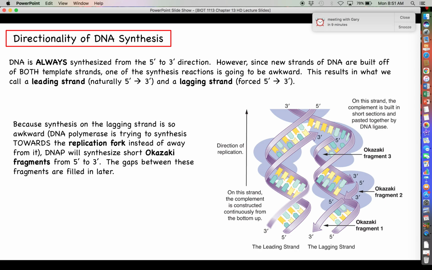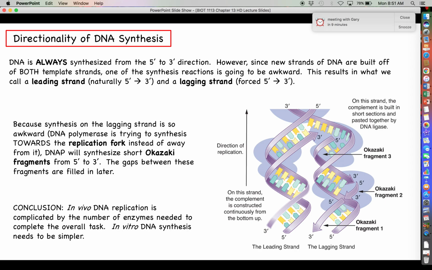This is going to cause what's called discontinuous DNA synthesis of what are called Okazaki fragments. Because DNA polymerase is going to run into the replication fork, we can only synthesize these little fragments of complementary DNA one at a time. So as the lagging strand is being worked on, we're only going to synthesize bits of complementary DNA, and there are going to be gaps in between them. Those are going to have to be filled in later.